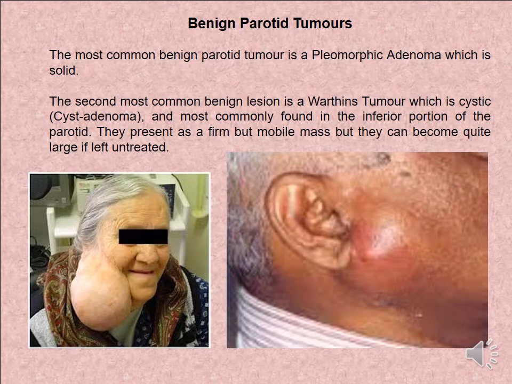We start with the benign parotid tumors. The most common benign parotid tumor is pleomorphic adenoma, which is a solid mass at the side of the face in the periauricular region. The second most common benign lesion is Wharton's tumor, which is a cystadenoma, most commonly found in the inferior portion of the parotid gland, in the lower lobe of the ear. They present as a firm but mobile mass, but they can become quite large if left untreated. Wharton's tumor starts small for long periods and is mobile, the skin can move above this mass.